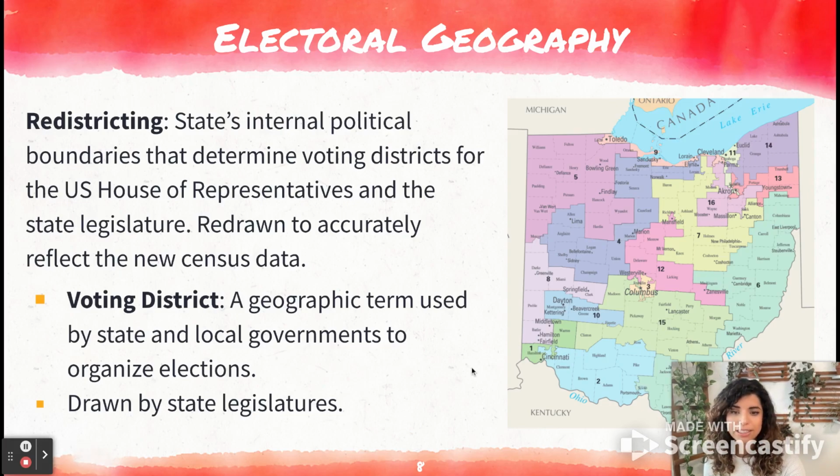A voting district, this is a geographic term used by state and local governments to organize elections. So depending on where you live will determine what voting district you are part of. And this is drawn by state legislatures. So the people that are in power at the state level, they're the ones that draw these lines and determine where these voting districts are, who is in them, how large they are geographically, and so on. So we can see some examples of voting districts here.